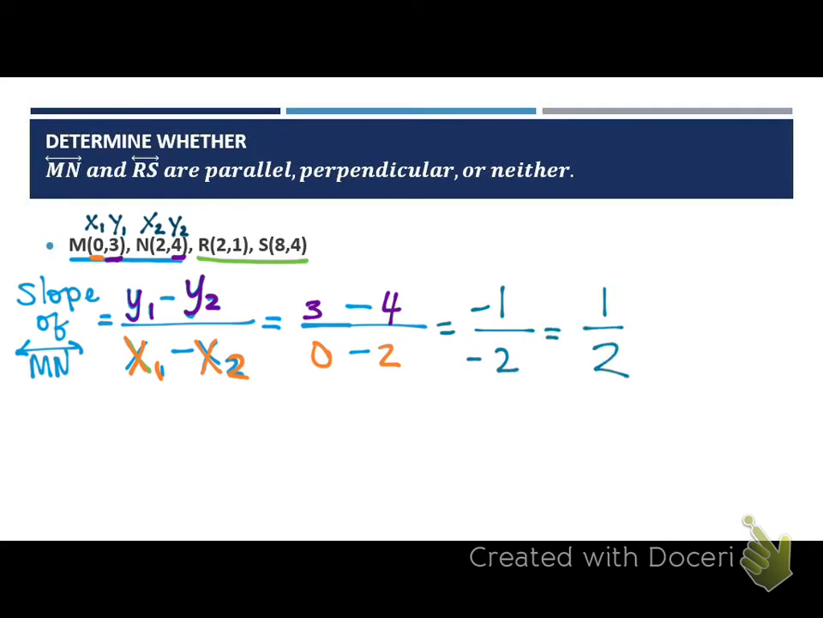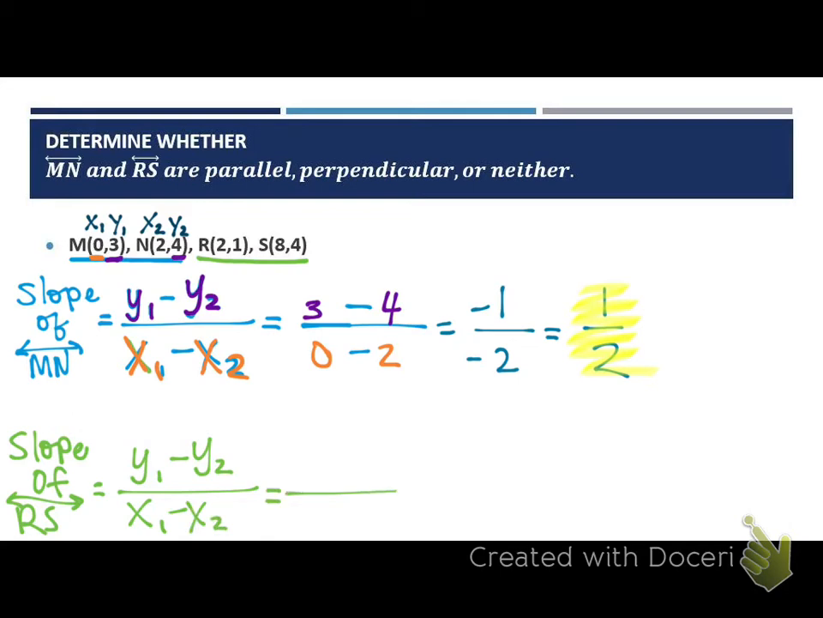So we're just going to use this later to compare to the other one. Okay, so I'm just highlighting it so we can find it at a later time, because we're now going to find the slope of RS. y1 minus y2 over x1 minus x2. So R is my first x and first y. And S is my second X and my second Y.